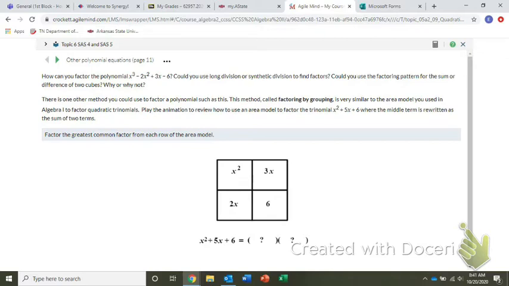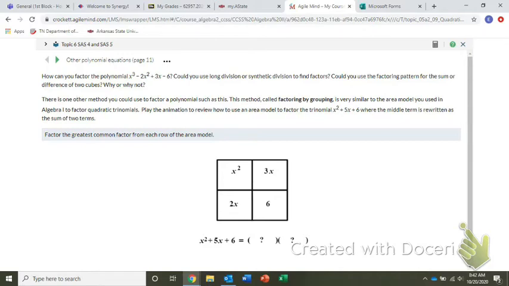Today we are finishing up topic 6, SAS 4 and SAS 5. So we will be skipping around on a few things, so make sure you're paying very close attention to where I'm at so you can follow along. Okay, so we're going to start on number 11, page 165.